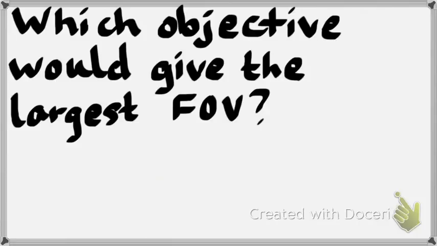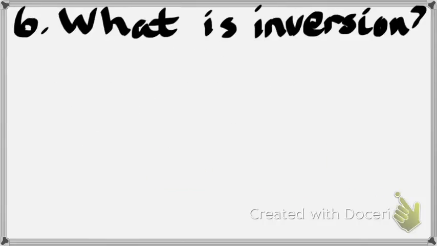Okay, we already answered this question. Which objective gives the largest field of view? Scanning, also known as the 4x. Okay, page 20 is where I want you to look for the word inversion. It's kind of in the middle of the page, page 20. What does that mean, inversion? The image on the microscope is upside down and reversed. Good.